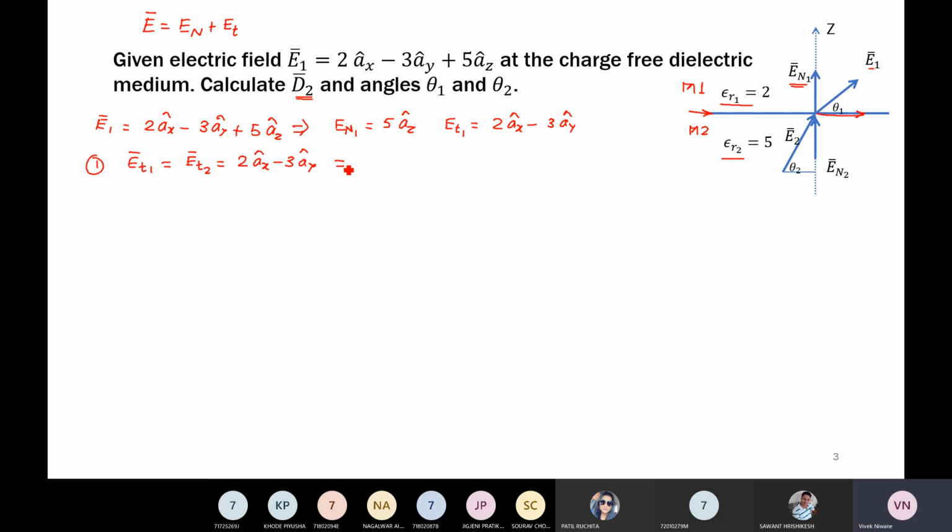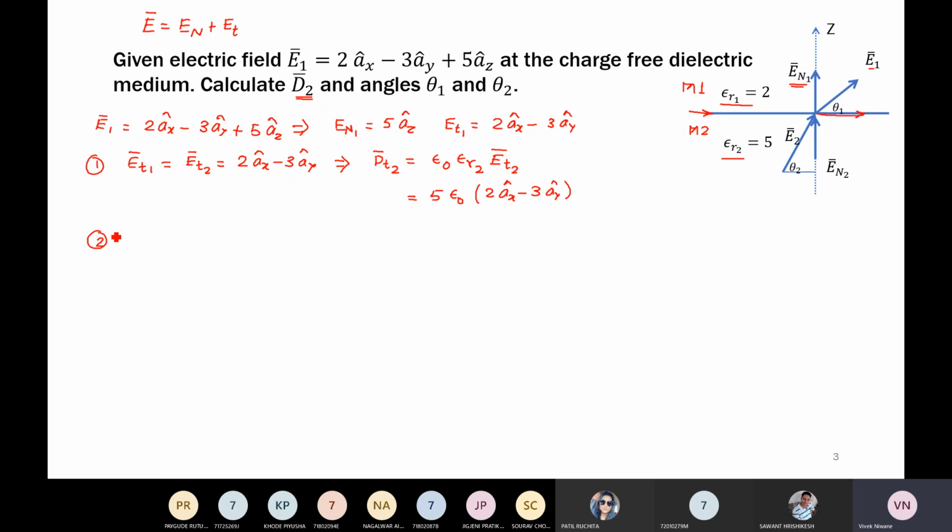So we can say that this implies that if at all we want to get Dt2, that means epsilon 0 epsilon r2, because we are talking about the second medium. Okay, second medium. Therefore we have to use epsilon r2 and Et2 bar. So therefore Dt2, epsilon r2 is 5, so we will write down 5 epsilon 0 and Et2 is 2ax cap minus 3ay cap. Okay, we got Dt2. Then we have something related to the normal component now.